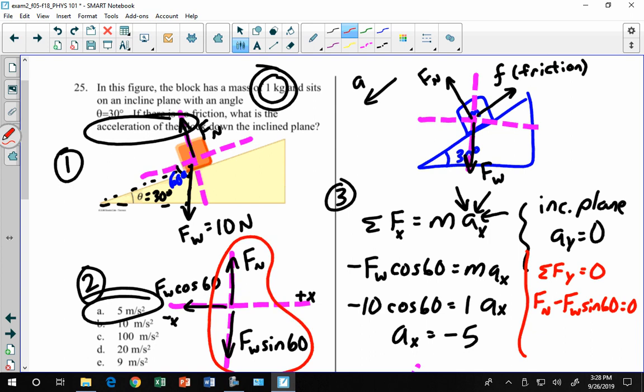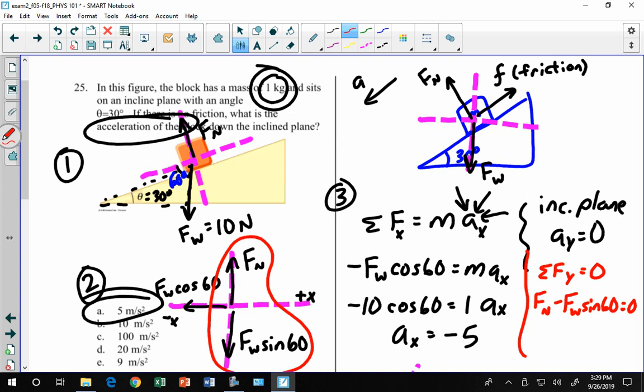Notice that I would keep my Fw as positive. I did that right here. Fw was 10. I have a negative here because it was on the negative x-axis. You'll follow me on that? That might not be obvious, but my Fw cosine 60 I wrote as negative because it was on the negative x-axis. But when I put in Fw, remember we use a positive g to calculate Fw. So I use 10 newtons as my force weight.